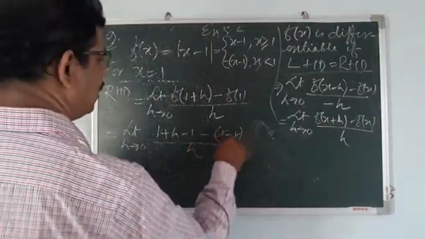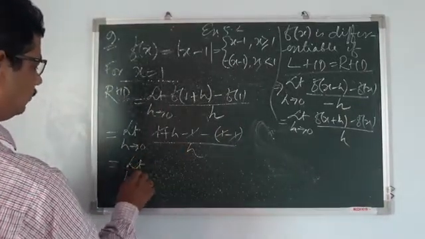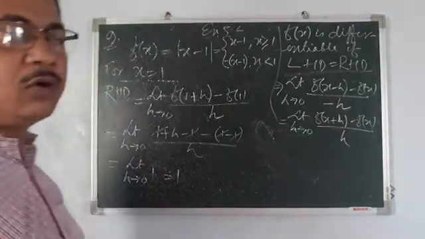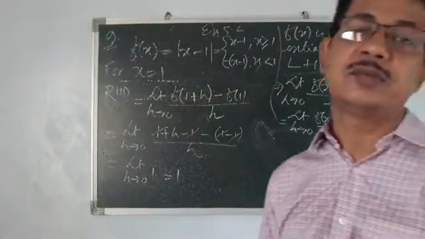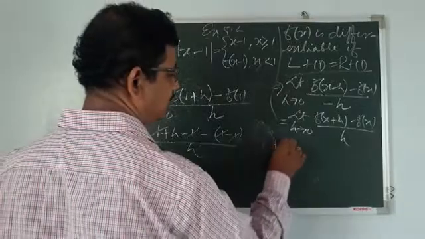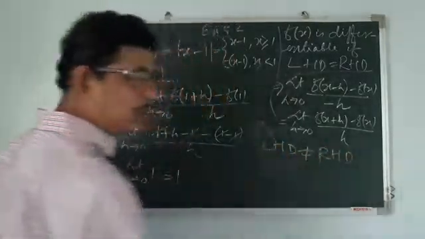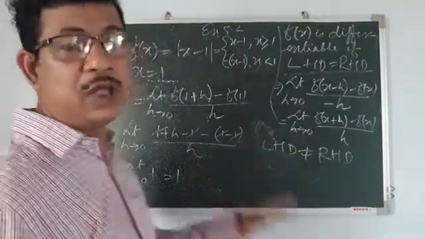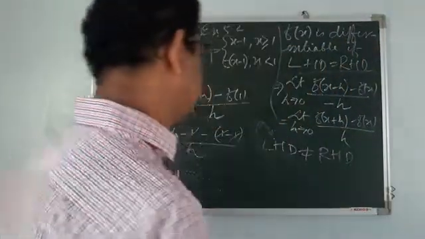So I think it is clear to you. Now h by h is what? 1. So the limit of this one is 1. Earlier we got LHD as minus 1. Now we are getting RHD as plus 1. So both are not equal, LHD is not equal to RHD, because this one is minus 1, that one is plus 1. If they are the same, then it is differentiable at that point. Here it is not the same, so it is not differentiable.